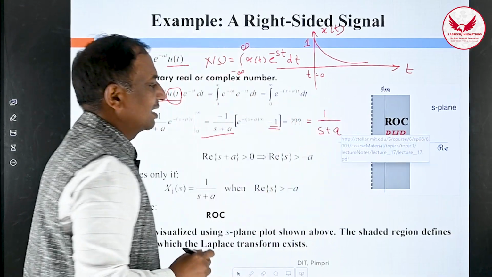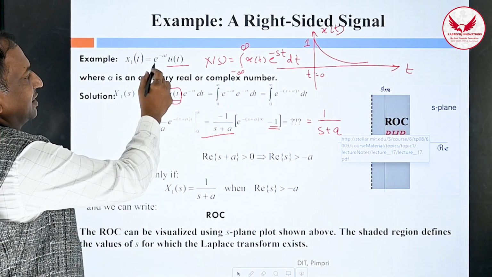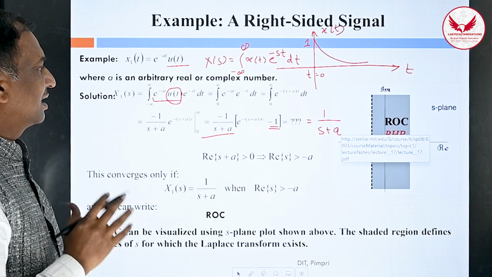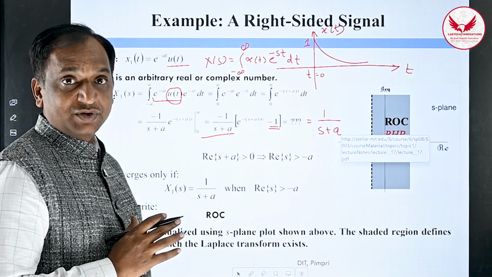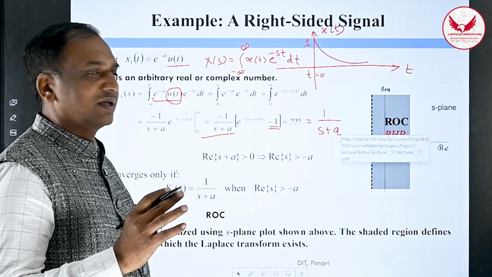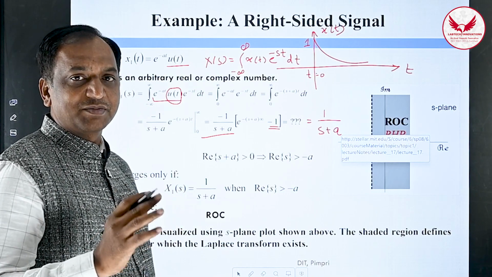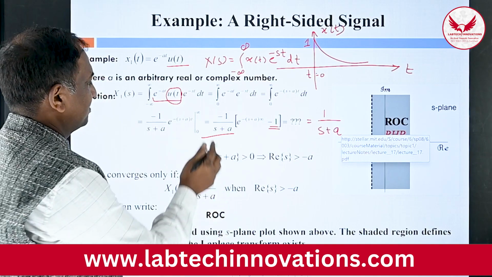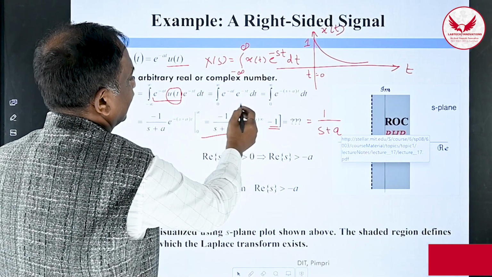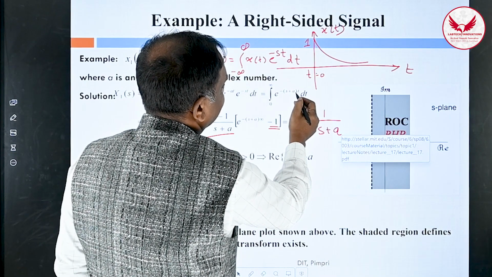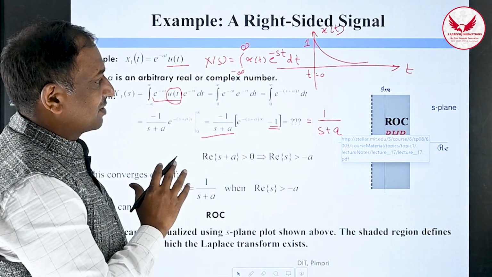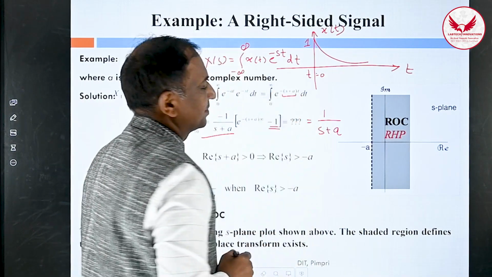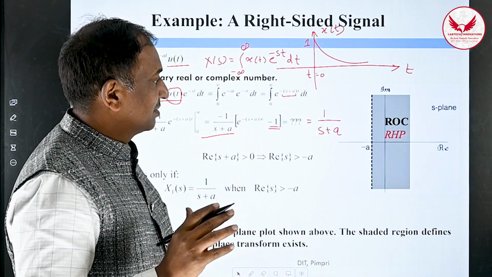So this is the Laplace transform of the signal e raised to minus at u of t. And the most important thing in the Laplace transform is the region of convergence. I have already told you, region of convergence is nothing but the value of sigma for which the Laplace transform exists. If you look at this integration, e raised to minus (s plus a) into t. So for this function to become convergent, the value of this s plus a should be greater than 0.